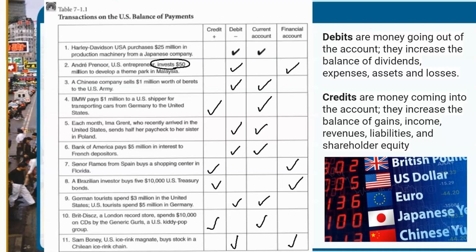And here are the answers to that exercise in terms of what is a credit versus a debit. Remember, debit is money owed. A credit is money coming in. It's revenue. So think of it that way. And anytime there is an investment, that would be a financial account. The idea of goods and services being sold would be a current account item.